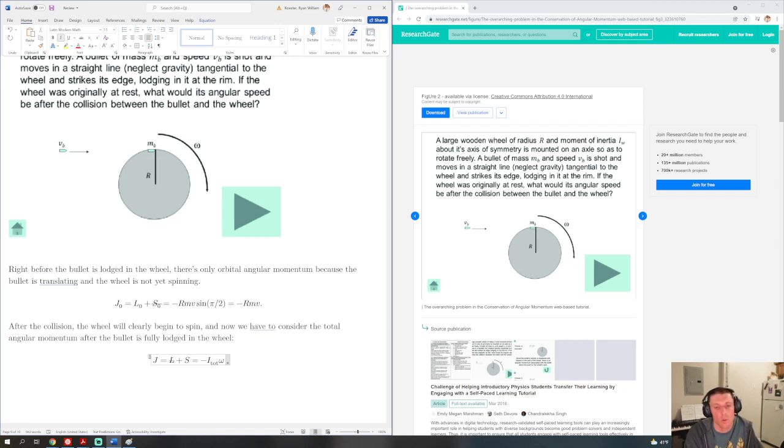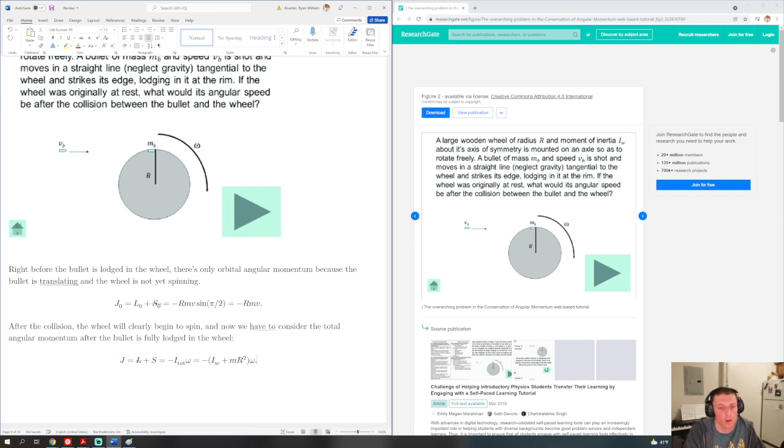Okay, so at this point, we just have to fill this in. We just have to note that we could probably treat the bullet as a point mass. And so our moment of inertia is then, as I was saying before, the moment of inertia of a wheel plus the contribution from the bullet, which would be just the mass of the bullet times its perpendicular distance from the axis of rotation squared. And then omega is just omega.